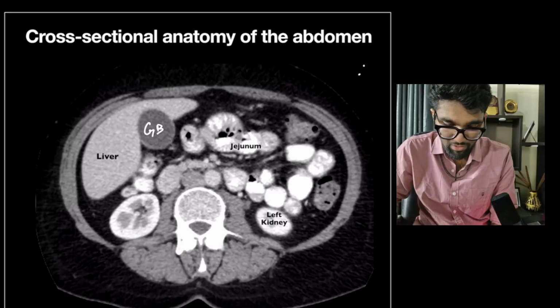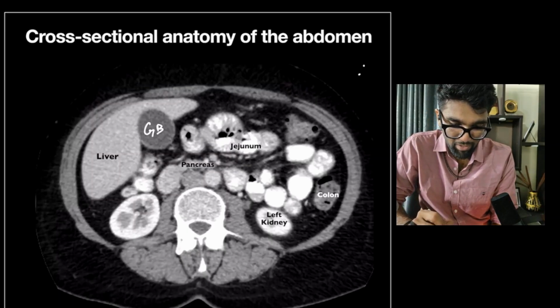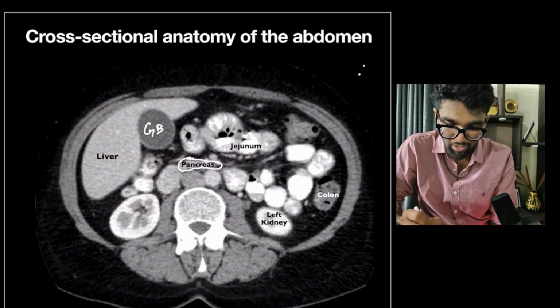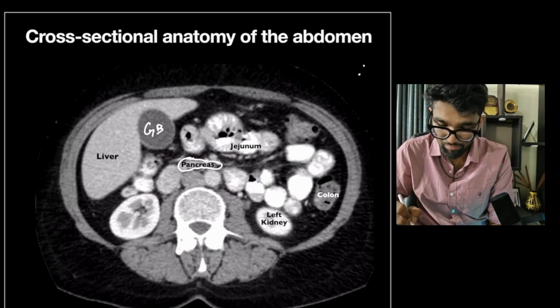Then we've got the left kidney. We've got the colon. The ascending colon is not clearly visible here. This is the pancreas. As you can see, the pancreas has become much smaller, and a part of it extends into the tail, and you can't see that in the section here.